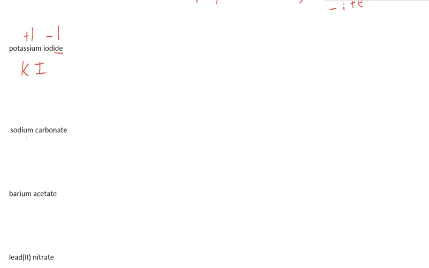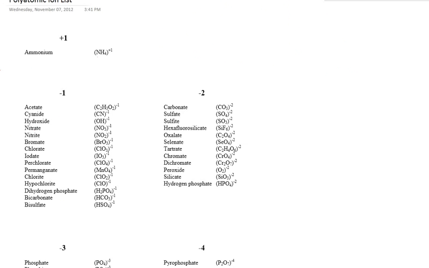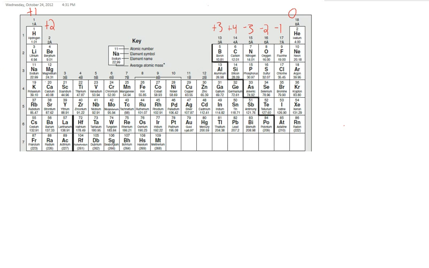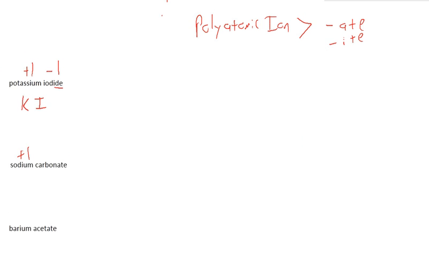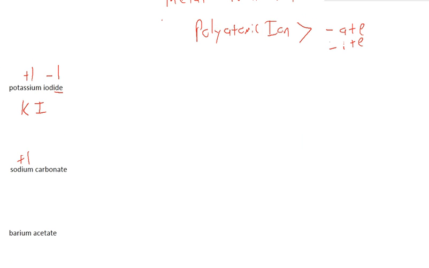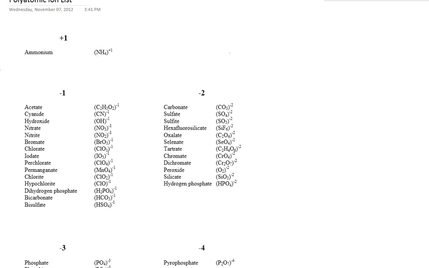This time let's take a look at sodium carbonate. Well, sodium, we can go ahead and take a look on the periodic table. Sodium is a +1, but carbonate ends in ate, and if we recall, we said that things that end in ate are usually on this polyatomic ion list. So we take a look there, and we're looking for carbonate. Here it is. We see that carbonate is a -2.